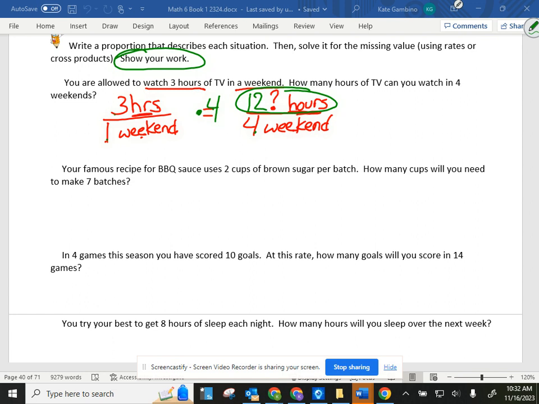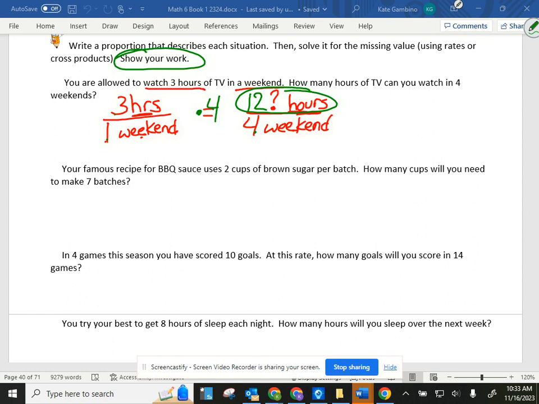Ava. Wait, so when you explain how to go, do you have to write I know because I did this, or can you just do what you did up there? So what the directions say is write a proportion that describes each situation. Then solve it for the missing value using rates or cross products and show your work. Doesn't it say explain how you know? Is that so what we did yesterday? The question yesterday said explain how you know. So you had to explain it. This one doesn't say explain it, but you have to show how you're getting the 12 hours.